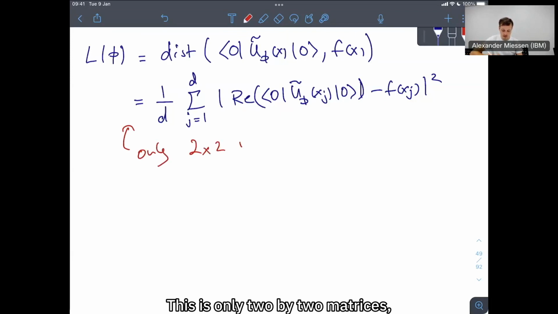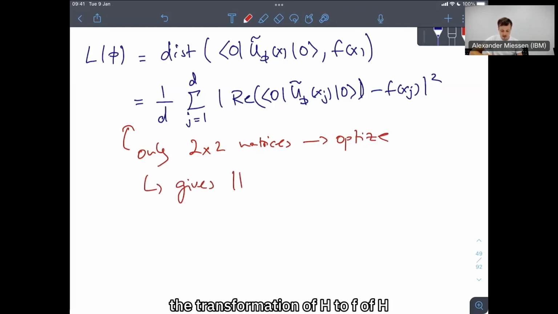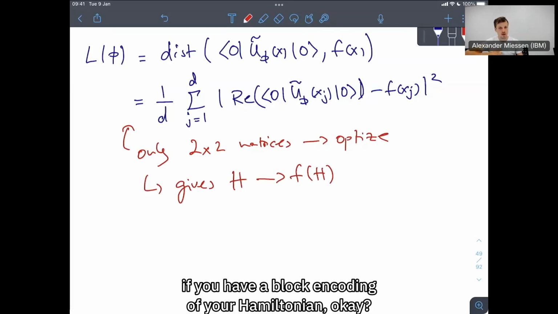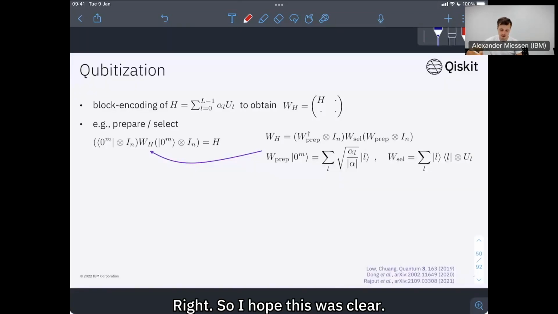But essentially, it's important that this is only 2 by 2 matrices which you have to optimize, okay? And this gives you the transformation of H to f of H if you have a block encoding of your Hamiltonian, okay? Right, so I hope this was clear. So now let me go back to the slides.